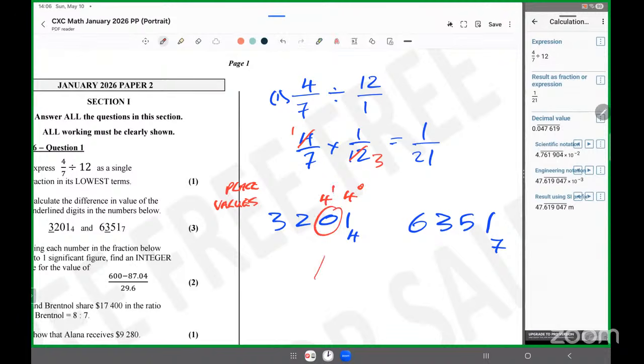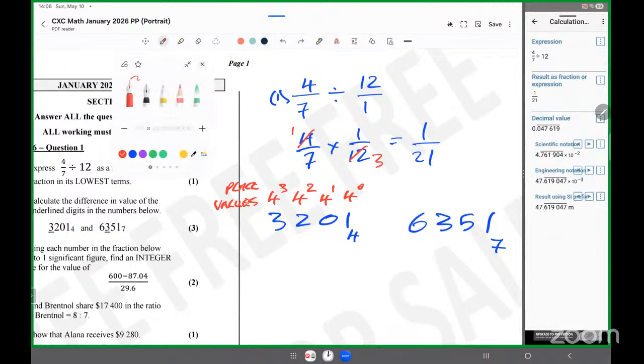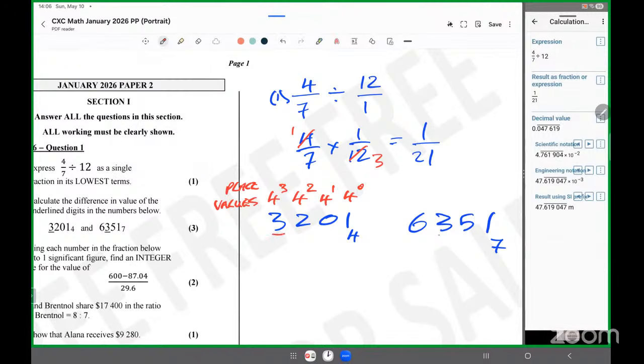So this 0 has a value of 0 times 4 to the 1. This place value is 4 squared. So this 2 is really 2 times 4 squared. That's the value of this 2 right now. Then this place value is 4 cubed. So the value of this 3, you can write it now. These are the values I want us to compare. So the value of this 3 right now is 3 times 4 cubed.